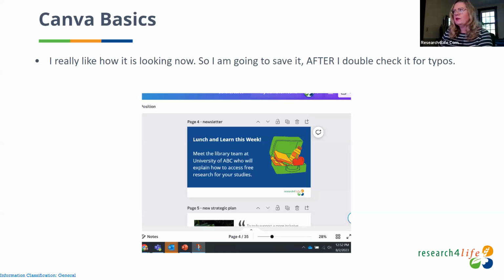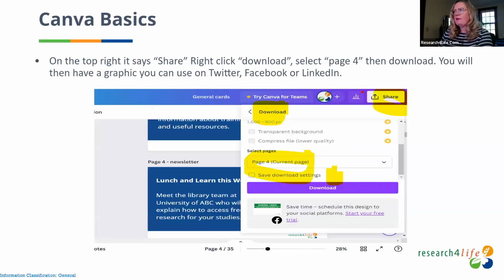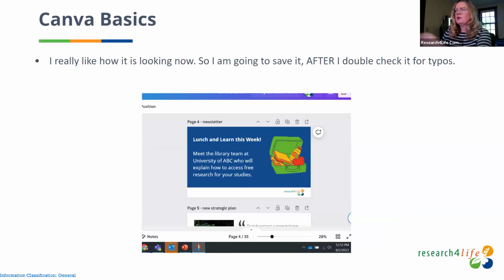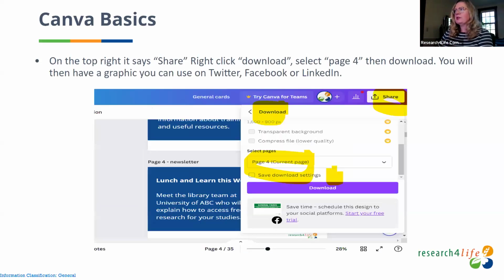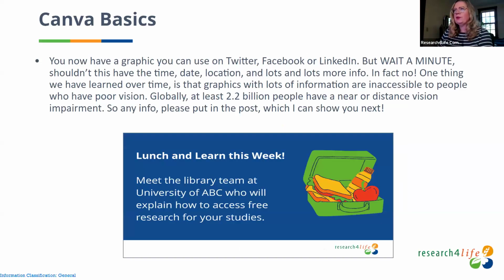All right, so I'm going to go to save the graphic. And that's on the top right-hand side. And I'll show you the next screen. It says share. So that's where you go to save it. See that top right-hand side there. So you can download it. And there I go, download. So you want to download that specific graphic. You click download. And then you'll have a graphic that you can use on X, Facebook, or LinkedIn. So now you have a graphic. You could save it as a JPEG or a PNG.